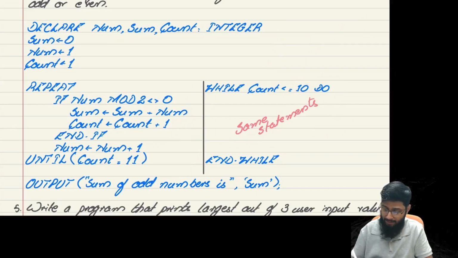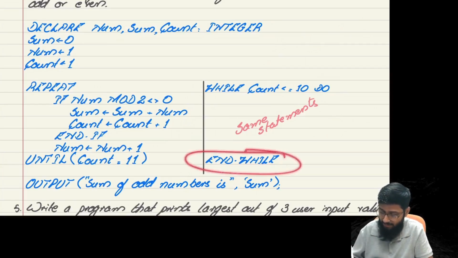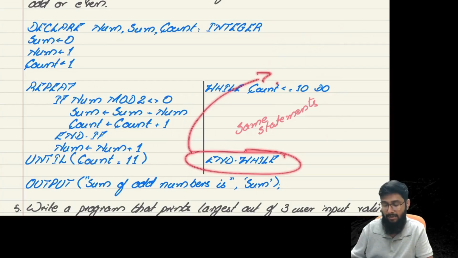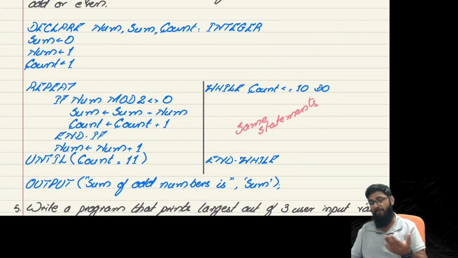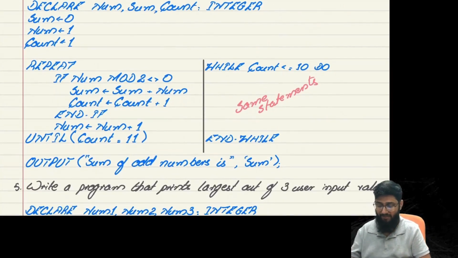So if it is less than 10, what does it say? It will check if the num is odd, so sum will be sum plus num, count will be count plus 1, and in both conditions, either odd or even, num will be incremented by 1. And then finally we have end while. Now this end while checks whether the count has been fulfilled or not, and finally we will have the output statement: sum of the odd numbers is sum.